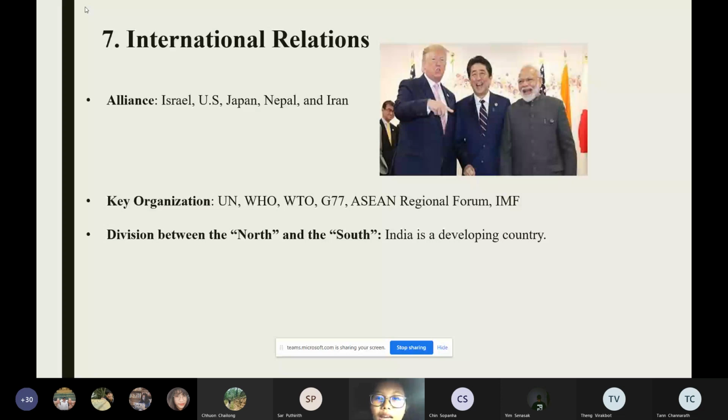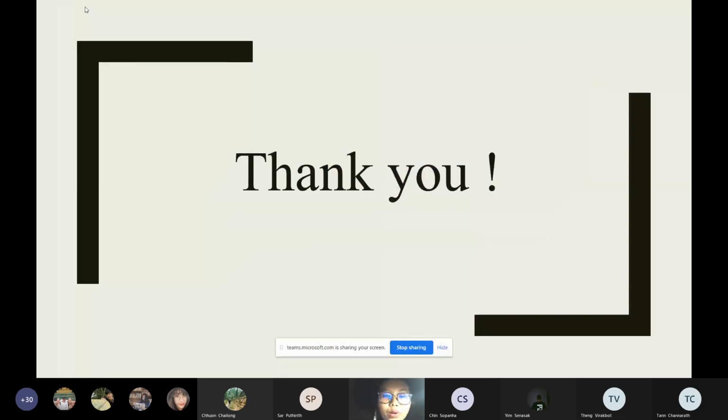Next slide, please. Now let's talk about our last part, international relations. Our allies, our good partners and friends, are Israel, the United States, Japan, Nepal, and Iran, as you can see in the picture on the slide. Our key organizations are the UN, WHO, WTO, G20, ASEAN Regional Forum, IMF, and so on. According to the research, if we refer to the division between the North and the South, India is considered a developing country. This is the end of our country report. Thank you.